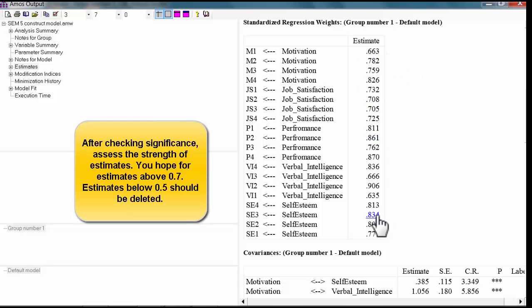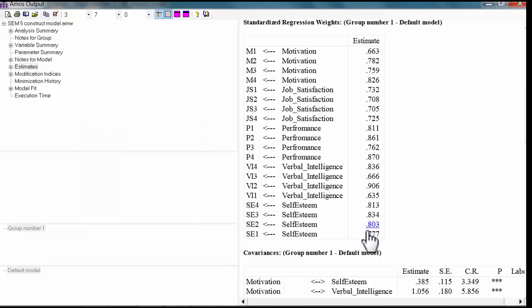Remember here we are looking for values definitely over 0.5, but preferably over 0.7. So we have a lot of values at acceptable level, 3 slightly below. So verbal intelligence here, verbal intelligence there, and motivation are at 0.63, but still acceptable. We would take now those values to calculate AVE and CR to see if our model fit is acceptable.